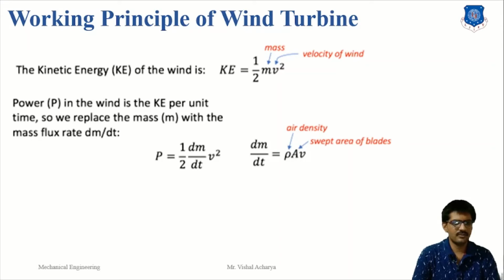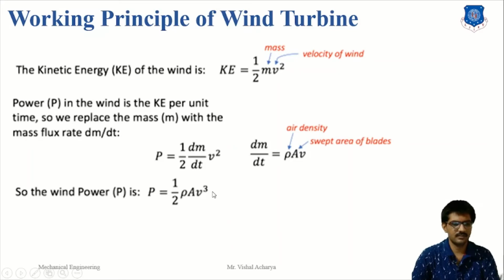V is equal to wind velocity. So here our power totally depends upon the density of air at that location, the area of the blade, also called the swept area of the blade, and the cube of the velocity of wind. So here our power totally depends upon the wind velocity.